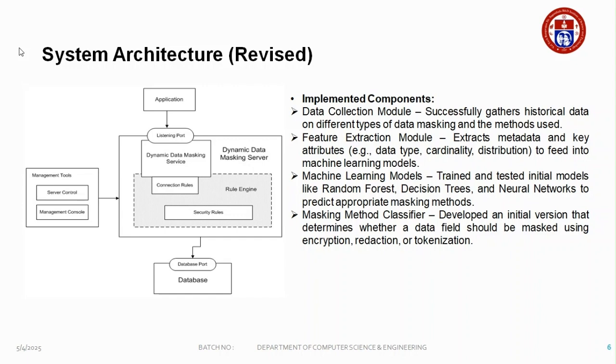The database port is the secure connection point between the dynamic data masking server and the actual database, ensuring that raw unmasked data remains in storage but is masked dynamically when retrieved, based on the security policies. The database stores the original unmasked data securely. The masking process does not alter the stored data, ensuring data integrity. The management tools provide administrative control over the dynamic data masking service, allowing configuration changes.